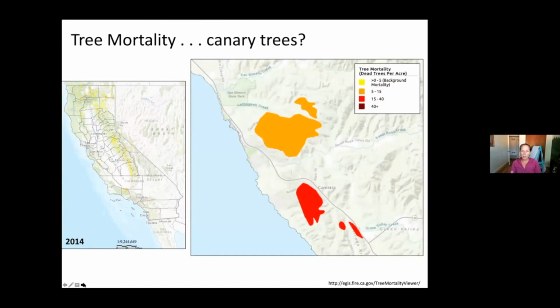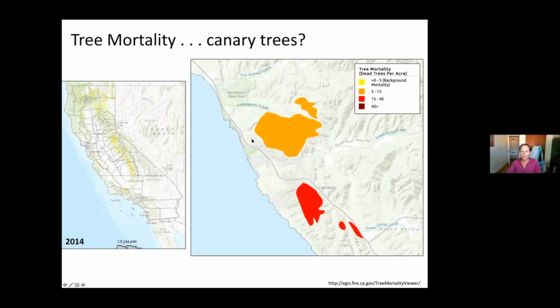And so I'm joking here that these are canary trees, like canaries in a coal mine. But really where we started to see mortality are in these more sensitive landscapes where endemic species are confined to very specific climatic and environmental conditions. And any sort of shift in those climatic conditions can lead to higher mortality.